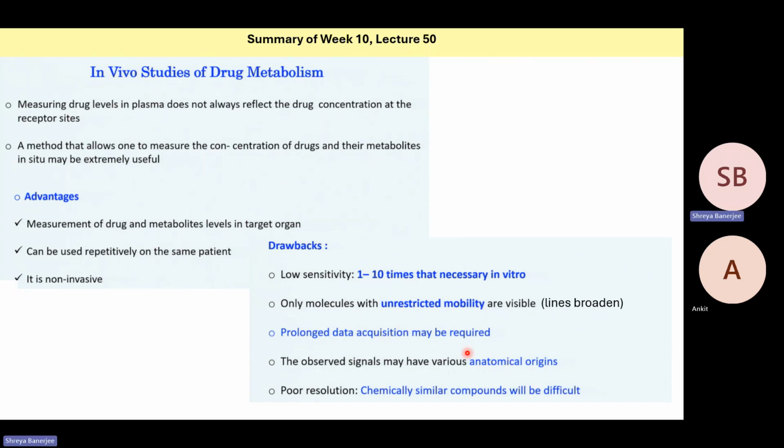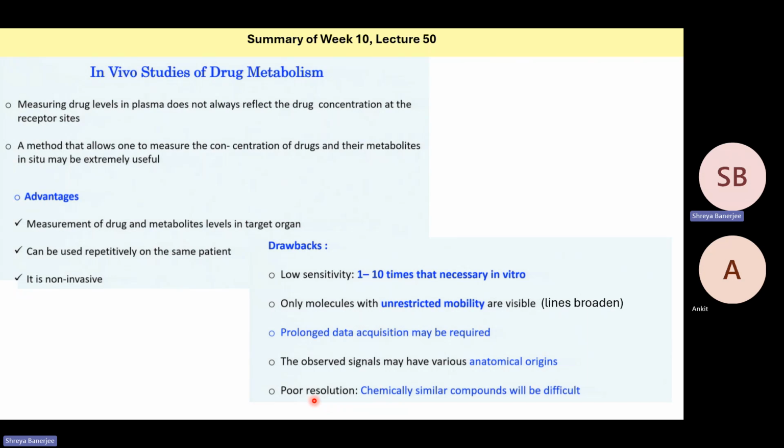Then the observed signals may have various anatomical origins. So suppose you are seeing 1H NMR spectra in vivo. The 1H NMR can come from the drug, but it can also come from the epithelial cells that line different organs, or from other parts of the body, which are normal parts of the body, and they will interfere with the 1H NMR signal of the drug.